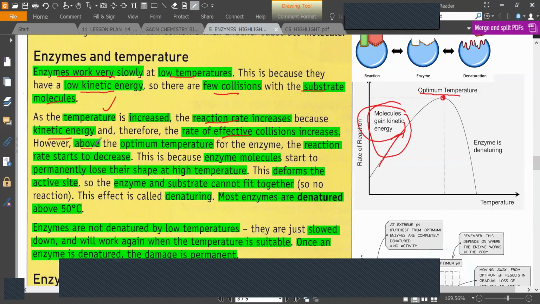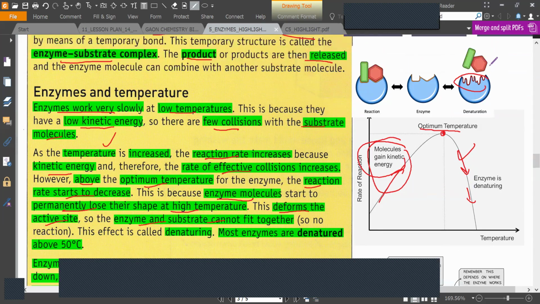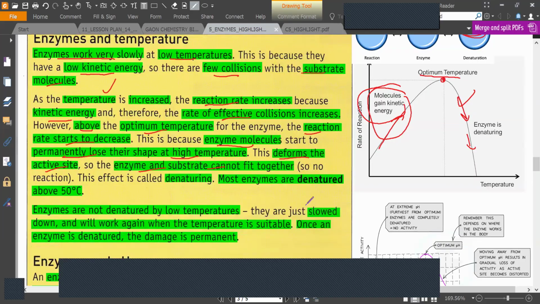And then above the optimum temperature, if we go over, the reaction rate starts to decrease. So we can see it's going down, because the enzyme molecules permanently lose their shape at high temperature. It deforms the active site. So the active site changes shape, and now the enzyme and substrate cannot fit together. This is what we call denaturing. Most enzymes will be denatured above 50 degrees. Above 50 degrees, the activity is zero.